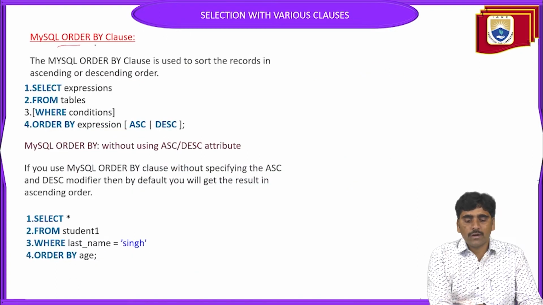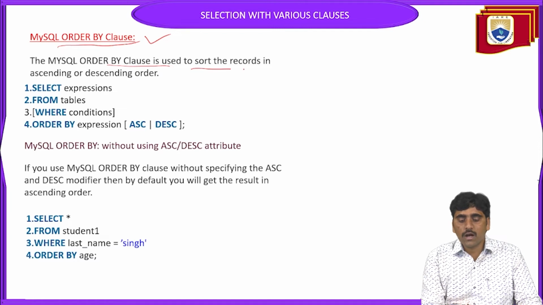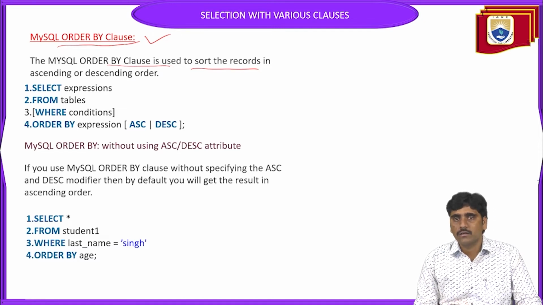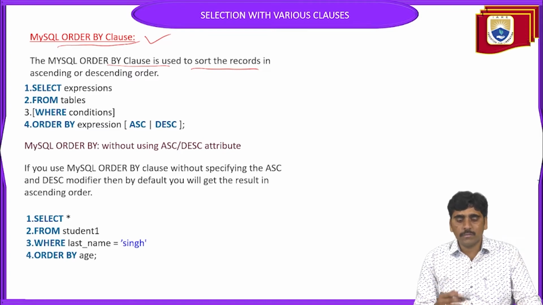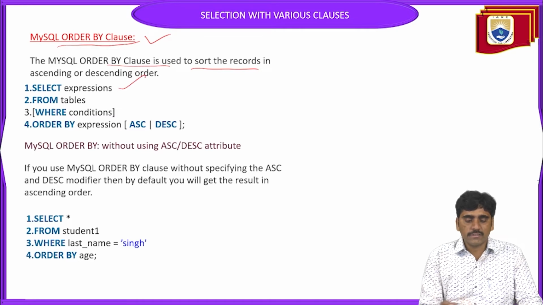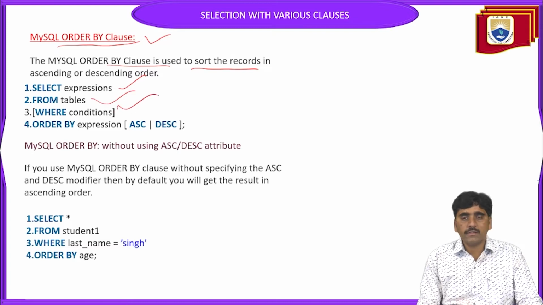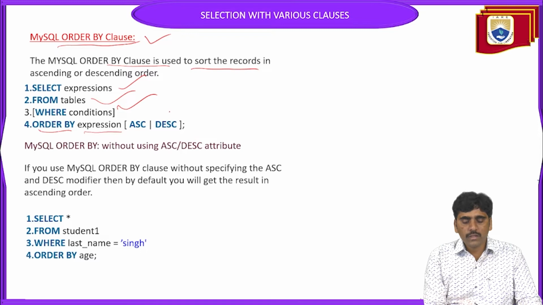The next one is the MySQL ORDER BY clause. The MySQL ORDER BY clause is used to sort the records in ascending or descending order. The table contains all the records, but those records may not be in sorted order. If you specify the sort type, then they will be displayed in sorted order. Let's see how it works. The syntax is: SELECT expressions, that is attribute names, FROM tables WHERE condition ORDER BY, and you specify which attribute you want to display in the order type.